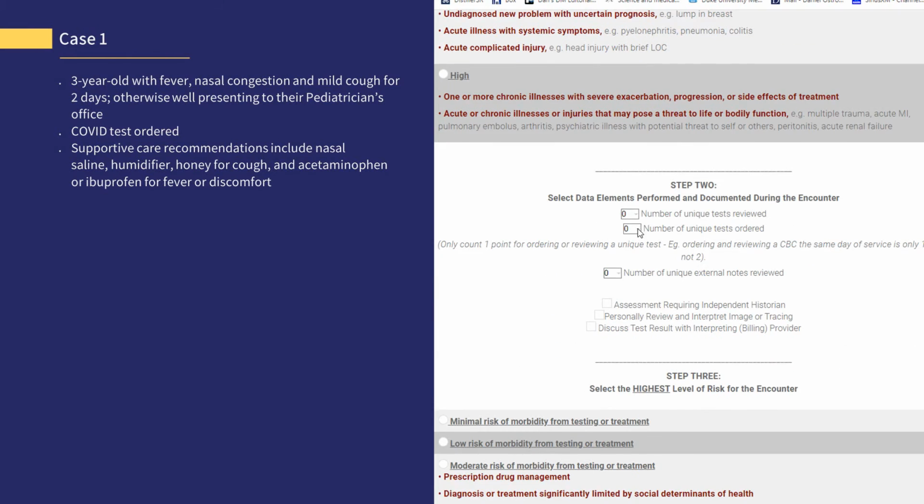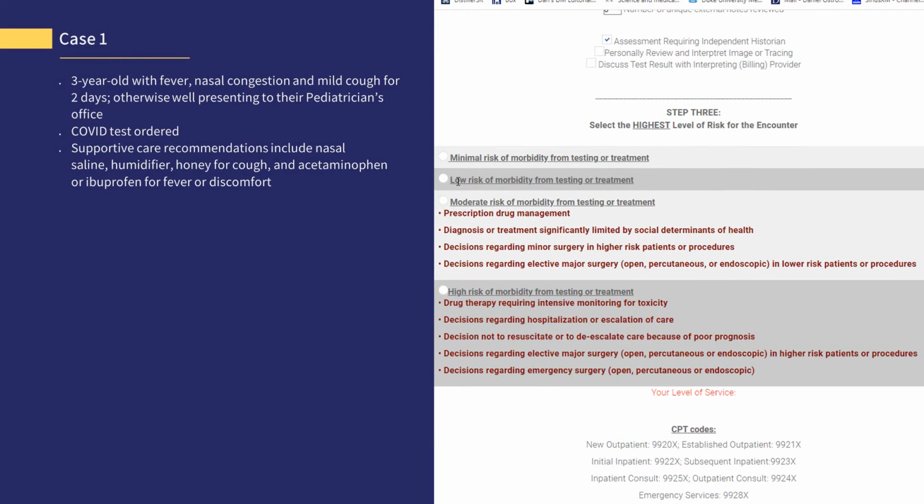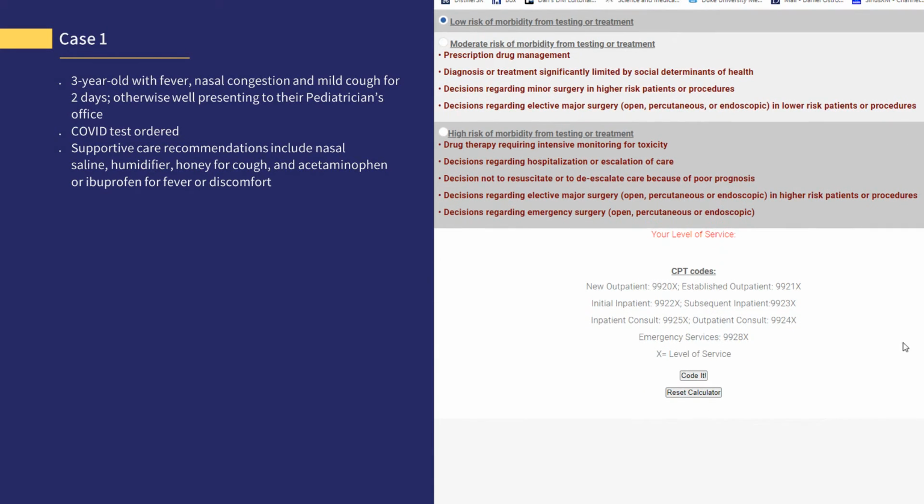For data complexity, we have 2 data points, the COVID test and a point for the history being obtained by the parent. Of note, even without the COVID test, the independent historian would allow the data complexity to be classified as low. For risk complexity, I would also call it low because the supportive measures are of relatively low risk, but may not be comfortable for the patient.